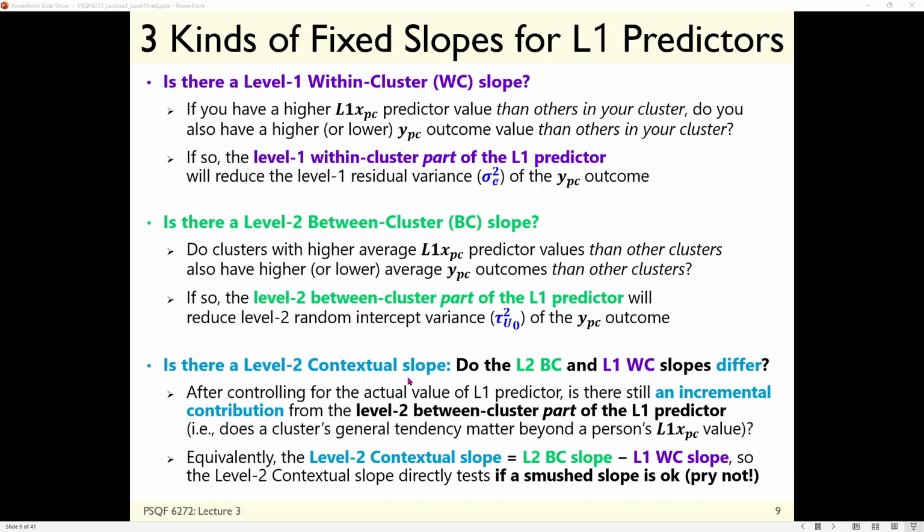So these are linear combinations of each other. You're going to hear me say this repeatedly. You're going to commit this to memory, I promise. Within plus contextual equals between. Between minus within equals contextual.